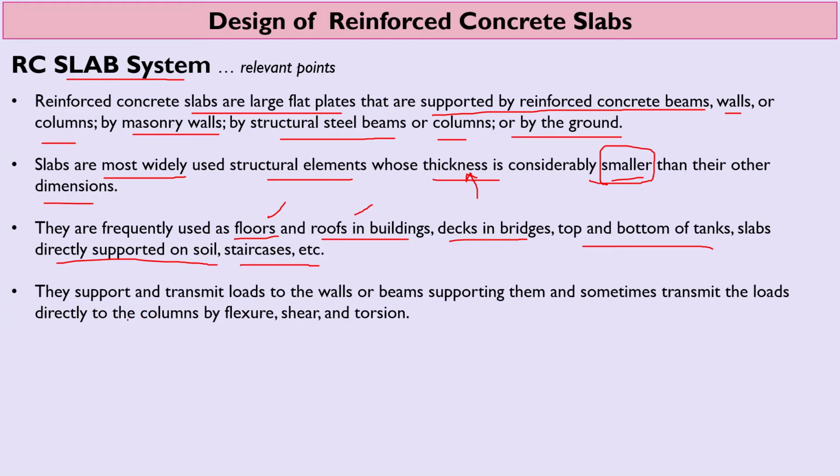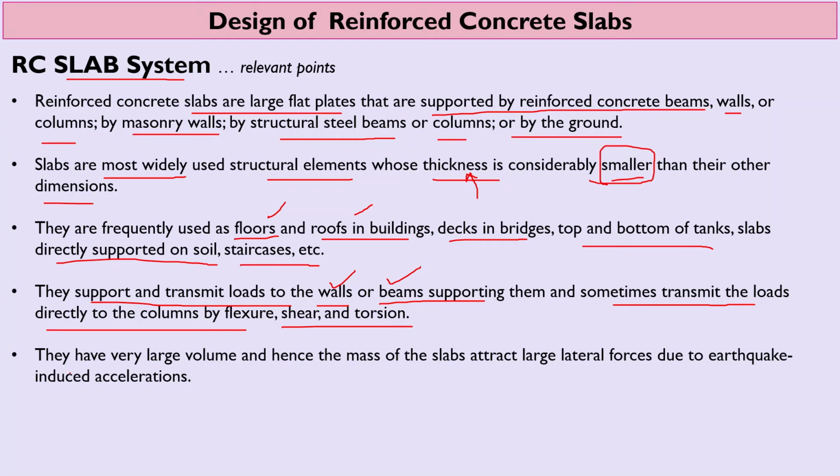Now what they do is support and transmit load to the walls. That means whatever load is coming on the slab can be transmitted to the walls, or if they are supported by beams, then the load will be transferred to the beams. And sometimes we can say that they can transmit the load directly to the column by flexure, shear, or torsion, which you will be able to understand in the coming lectures.